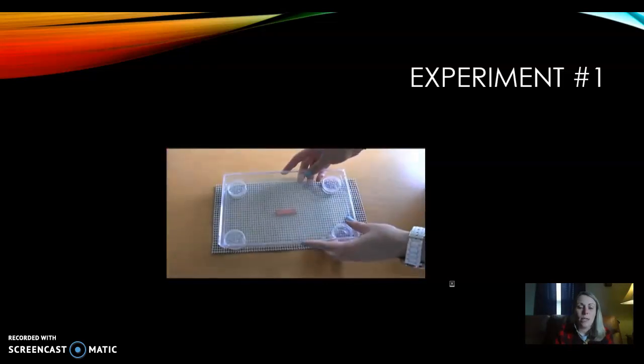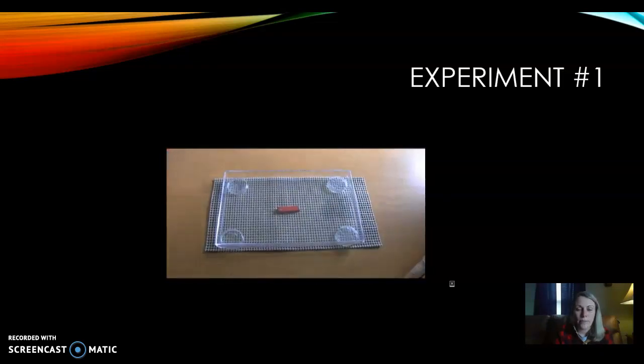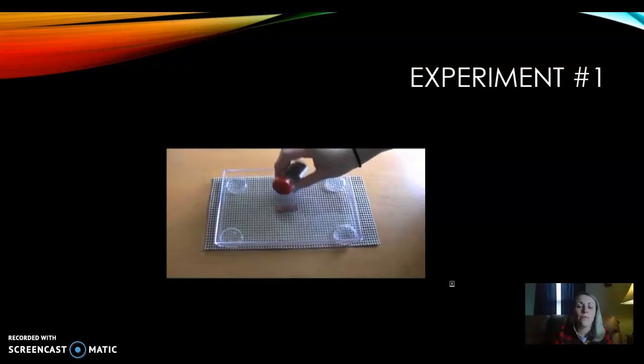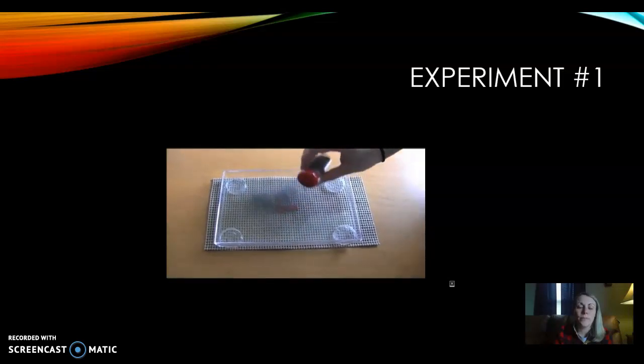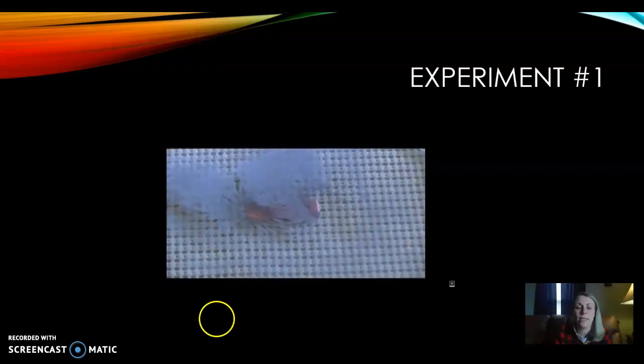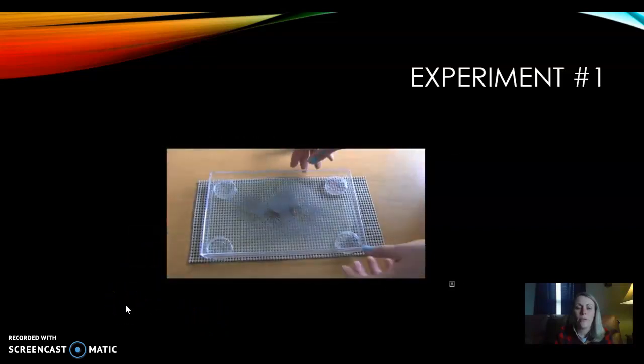Over top of that, but it's on legs, so it's not directly touching, she's got this tray, and she's going to sprinkle some iron filings all over the top of the tray. And you can see that the magnet's underneath. And once she taps, it causes the iron filings to sort of settle into place. And you can see somewhat of a pattern.